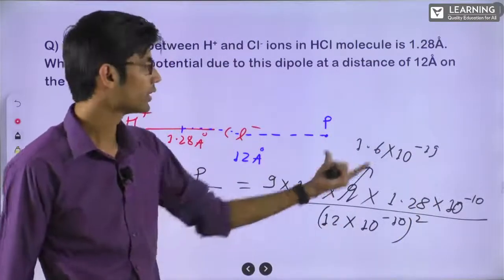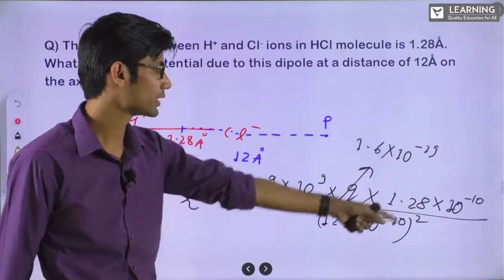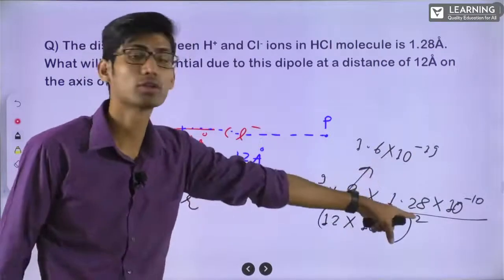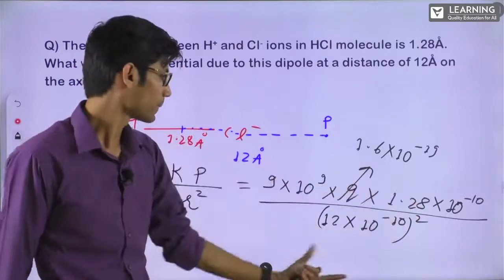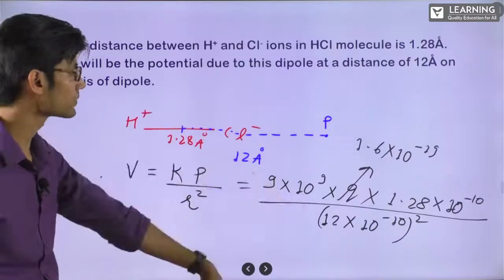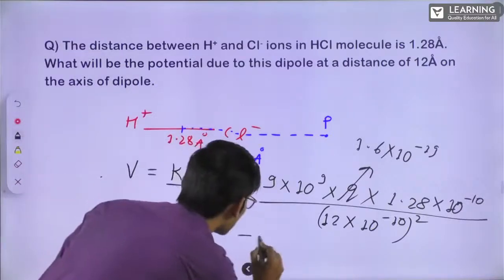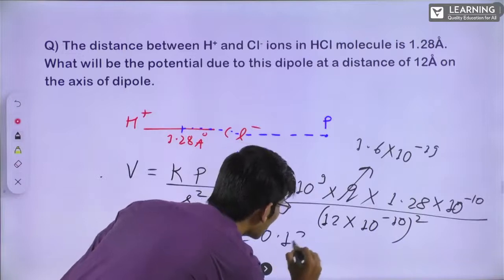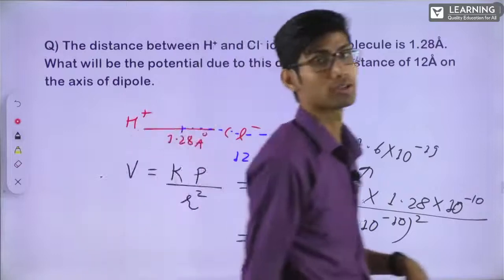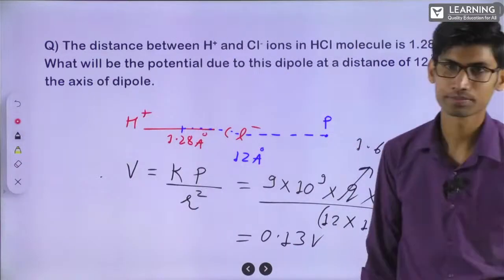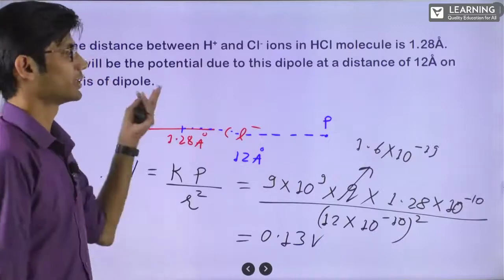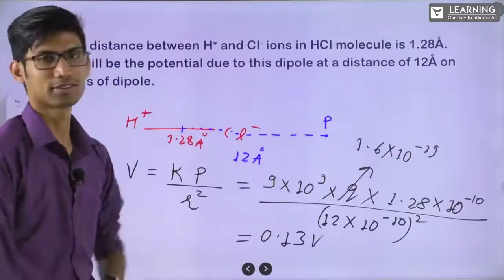9 into 10 power 9 into 1.6 into 10 power minus 19 into 1.8 into 10 power minus 10. Now this is dipole moment, charge into the distance between the charges, and this is this distance square. If you solve this, you will get one answer, that is 0.13 volt. It will be around 0.129. So you can write it as 0.13 volt. Clear? Note it down. Or write the question, try doing it on your own. Remember the answer. Okay?